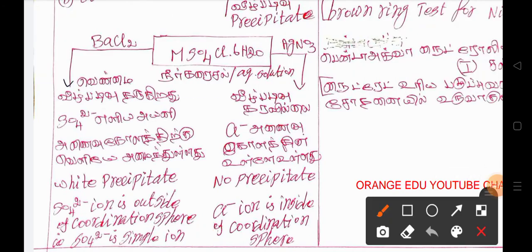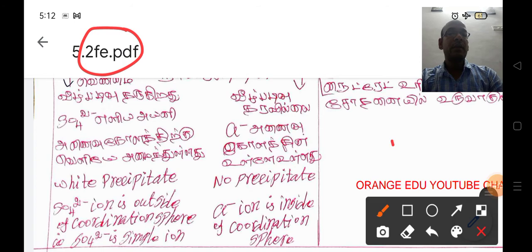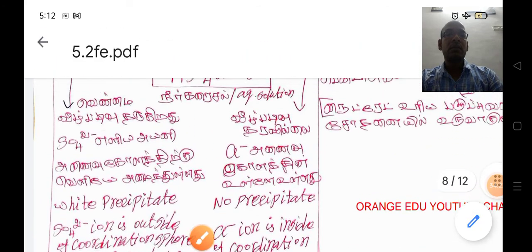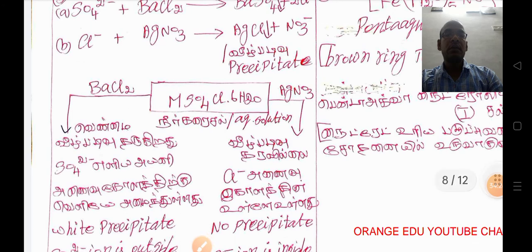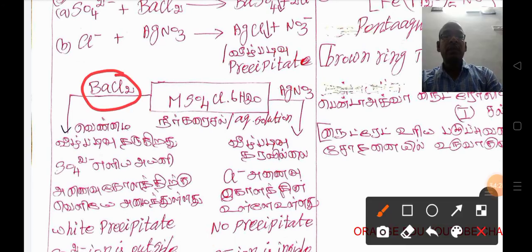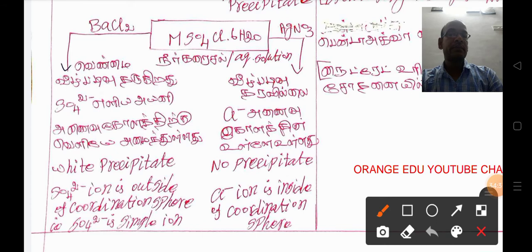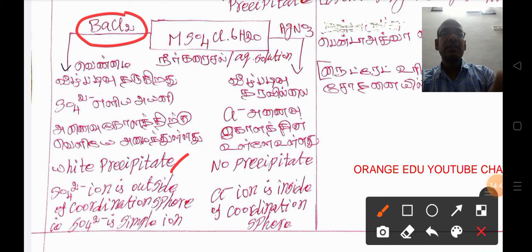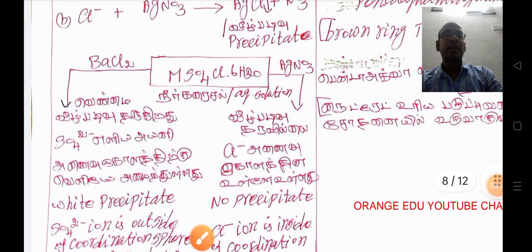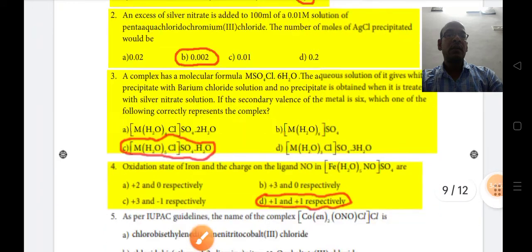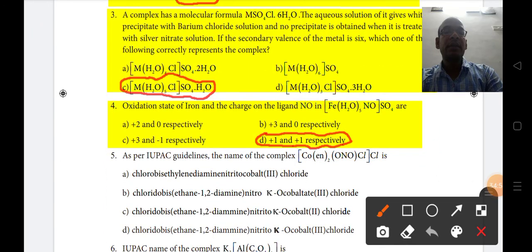With barium chloride, white precipitate. So sulfate is outside of the sphere. Therefore, sulfate is outside of the sphere.